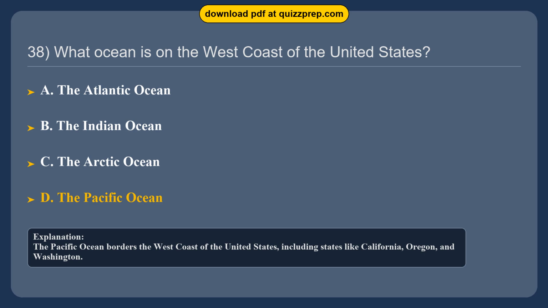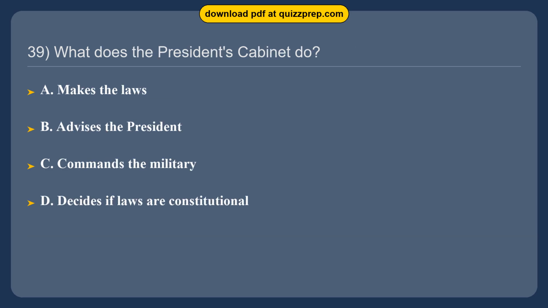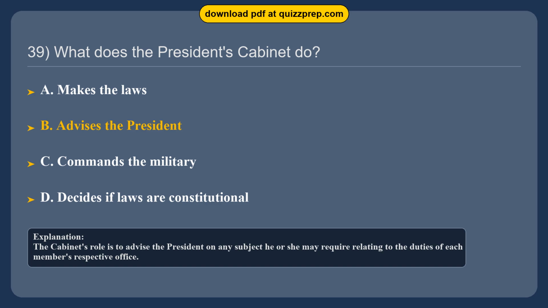Washington. Question 39. What does the President's Cabinet do? Option A. Makes the laws. Option B. Advises the President. Option C. Commands the military. Option D. Decides if laws are constitutional. The correct answer is option B. Advises the President. The Cabinet's role is to advise the President on any subject he or she may require relating to the duties of each member's respective office.